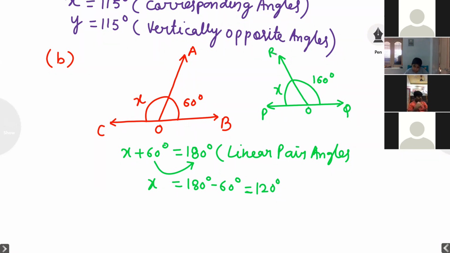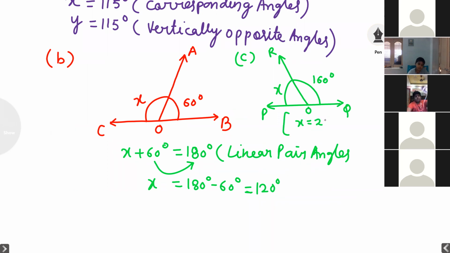C question. Again, x and 160 both are adjacent. They are also forming linear pair angle. X plus 160 is equal to 180. Answer is what? 20 degree. C answer is x is equal to 20 degree. How has it come? 180 minus 160.